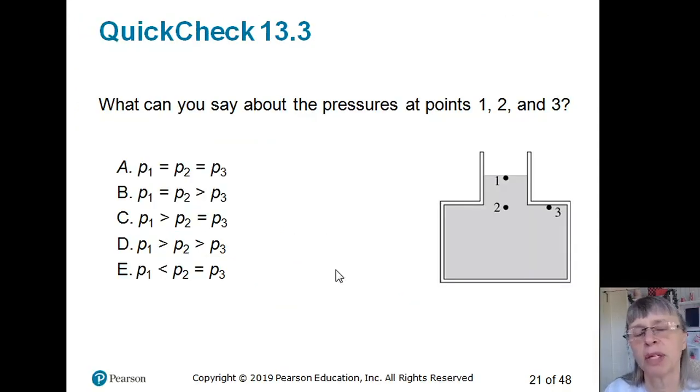So here's another quick check for you. Let's see if you can get this one right. So we've got 3 different points. Point 1 and 2 are under the open section, and point 3 is under the closed part of the container. What can you say about the pressure of these 3 points?